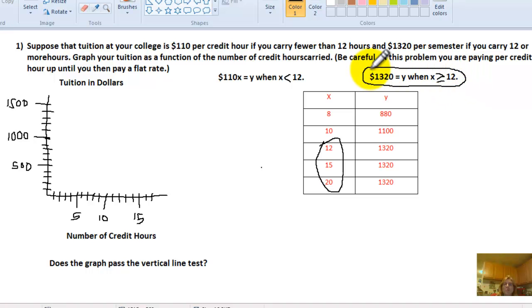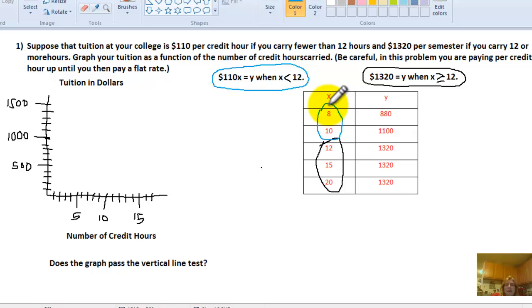I meant to make that blue. And these points, let's make this blue, they're under 12 credit hours, so use this formula. So what we really have is two lines all connected together. If I have 8 credit hours, 8 times $110 is $880. If I have 10 credit hours, that's 10 times $110, which is $1,100.